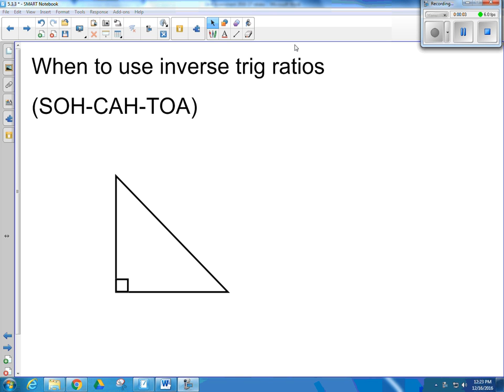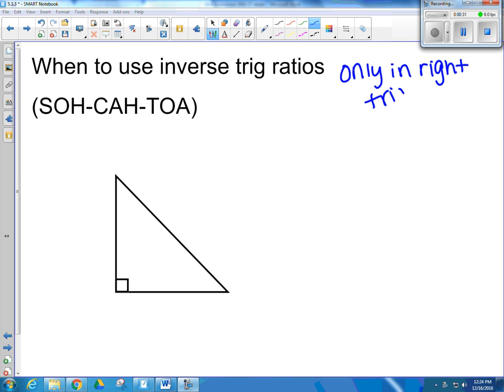All right, so some of you were asking today, how do you know when you're supposed to use the inverse trig ratios, or what's the situation that's going to look like? Or some of you might have the opposite question, how can we solve for an angle when we have two sides of a right triangle? So when we talk about trig ratios, just as a reminder, we're talking about Soh-Cah-Toa, so the sine, cosine, and tangent. This only works in right triangles. So don't use this in non-right triangles.